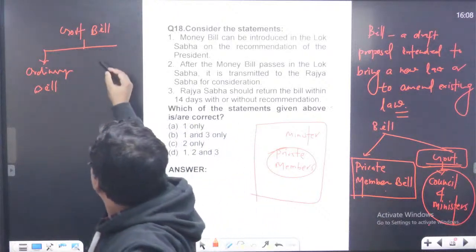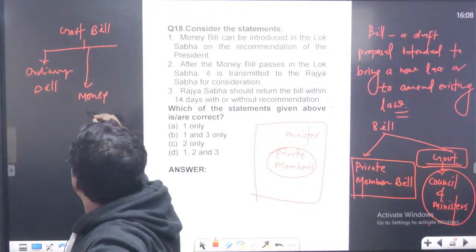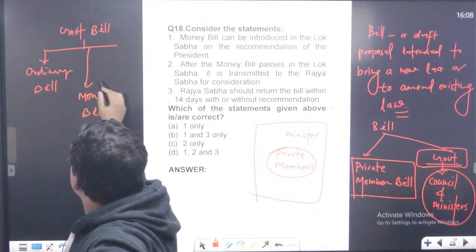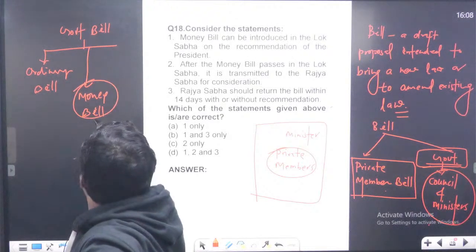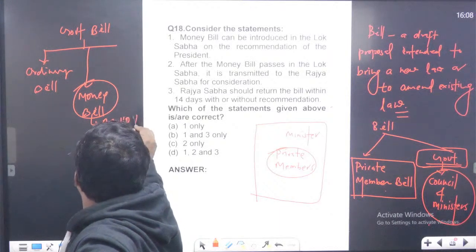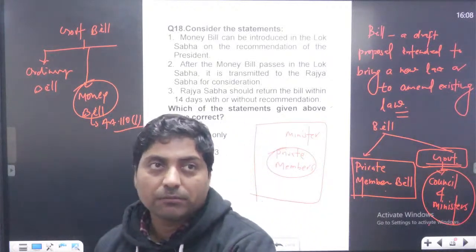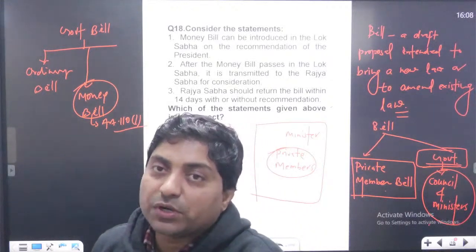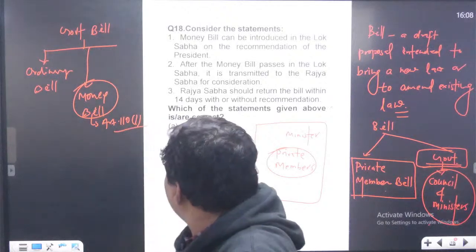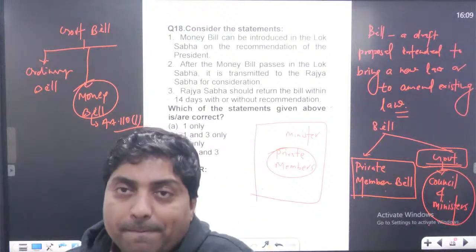Now, then there is called money bill. What is money bill? Basically, money bill is defined by Article 110 Clause 1. 110 Clause 1 basically defines what is the money bill.